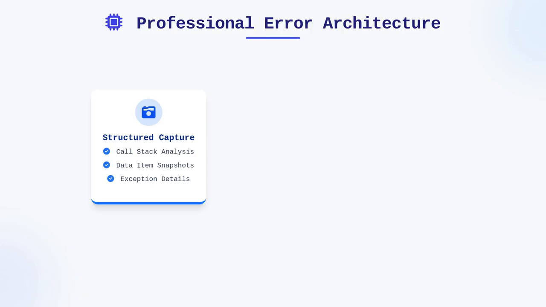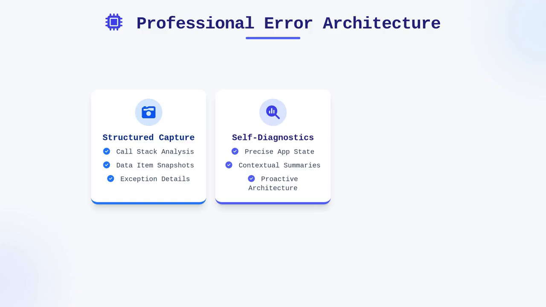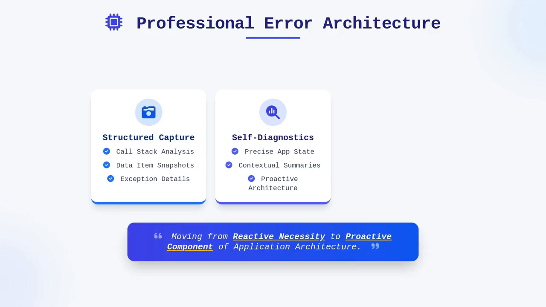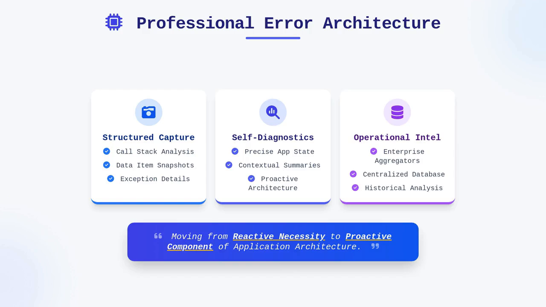When you capture the call stack or the relevant data item snapshots along with the exception detail information, you are effectively performing self-diagnostics within the runtime environment. This level of detail is a hallmark of professional-grade development, as it moves your error handling from a reactive necessity to a proactive component of your application architecture. Always store these details in a centralized database or an enterprise-grade log aggregator to ensure that you have access to historical data for operational intelligence analysis.